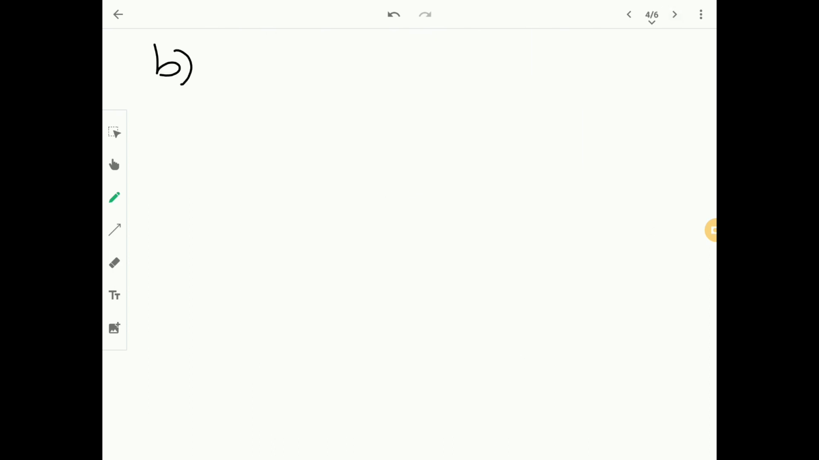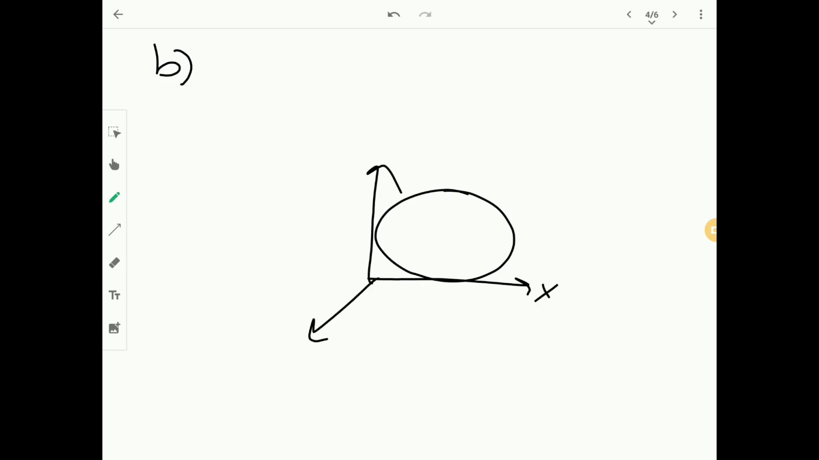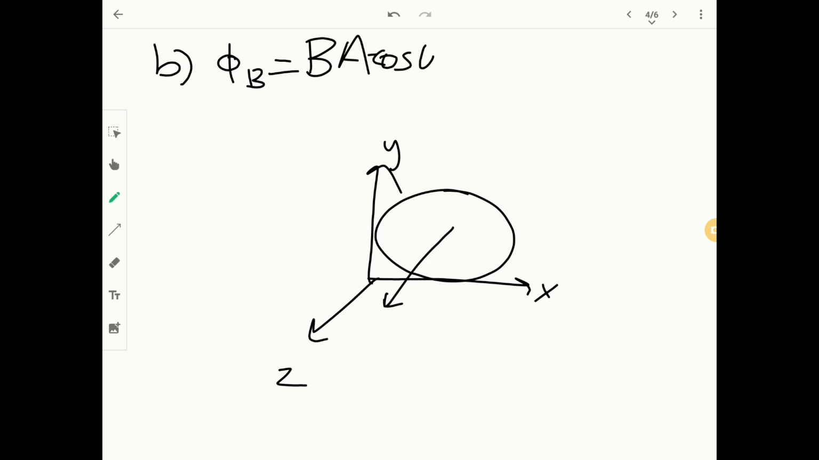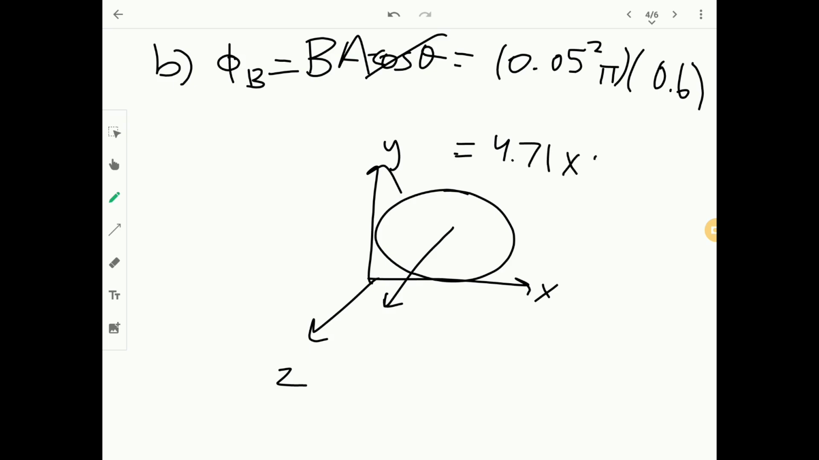Alright, let's check together. So we have a circle in the xy plane. So this is the x, this is the y, this is the z. Any magnetic field will be perpendicular, so the angle between the area vector and the field is 0. Magnetic flux is BA sine theta, or wait, no, it's BA cosine theta, I'm sorry. Since the angle is 0, cosine is 1, so that cancels out. We just have B times A. So it's 0.05 squared, pi r squared, times 0.6. In the calculator, we should get 4.71 times 10 to the minus 3 Webers.